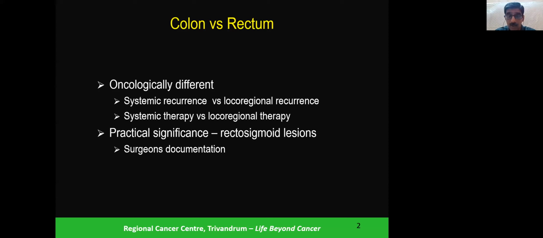So it is very important for us surgeons while operating, especially on sigmoid cancers, to very specifically document where exactly the location of the tumor is, because it is based on the surgeon's note that the adjuvant therapy is going to be decided. As far as colon is concerned, it is systemic chemotherapy, whereas if it is rectum, it is going to be adjuvant radiation. Hope I am clear.